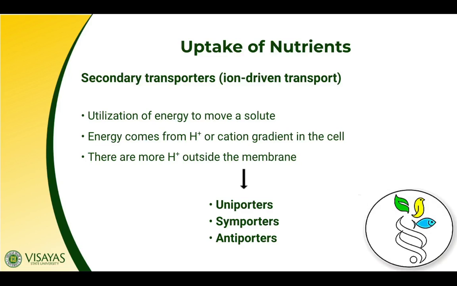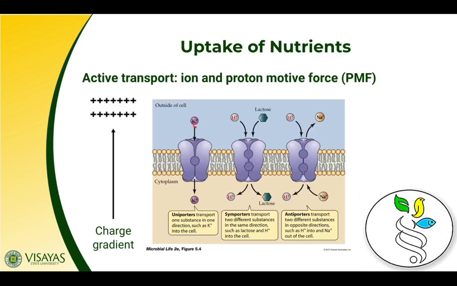So what are these secondary active transporters? They could be uniporters, symporters, or antiporters. This is the active transport of ions through the proton motive force. So there is a charge gradient, meaning there is a difference in the concentration of protons in and out of the cell. So outside of the cell, this proton is taken in.